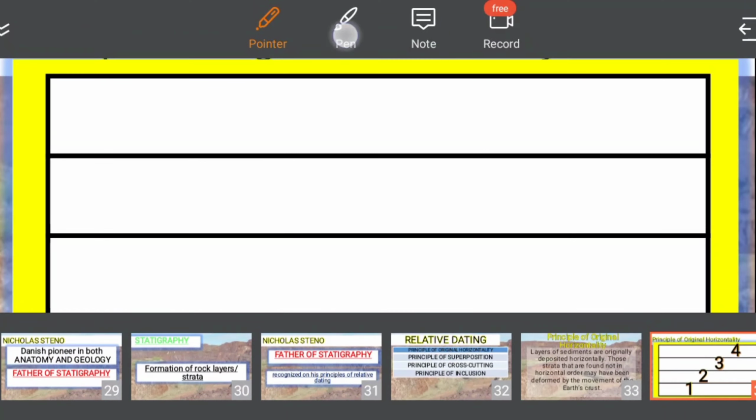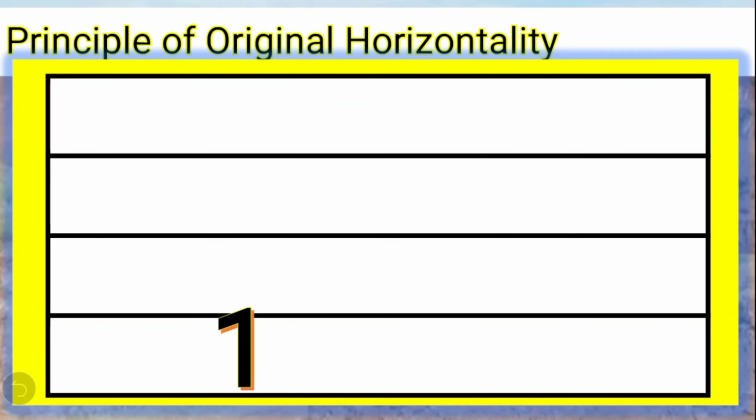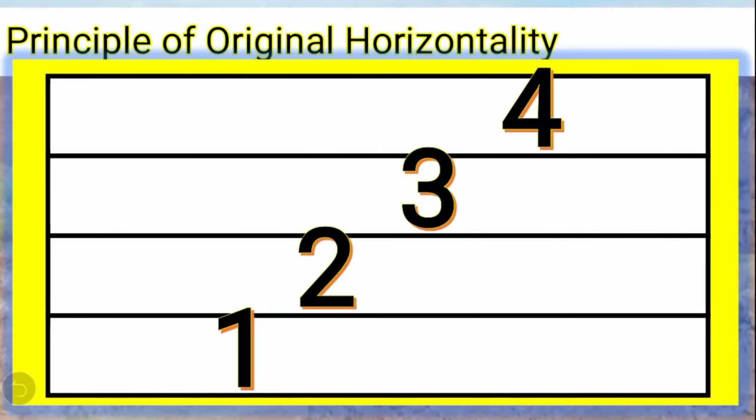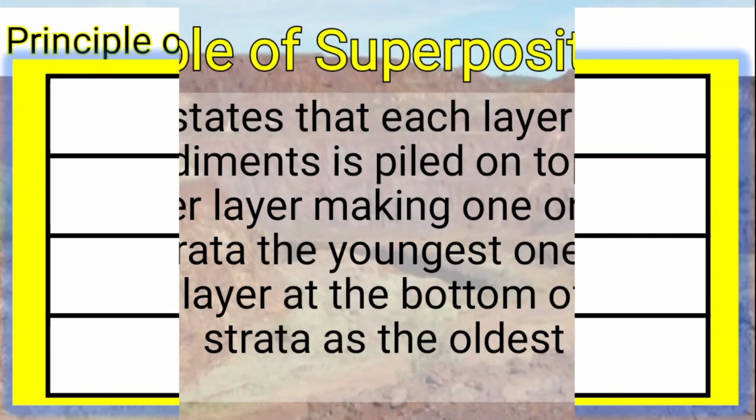So if we were able to arrange the different strata in chronological order, one as the oldest, this will be 1, 2, 3, and 4. So as you can see, 1 is placed at the bottom, which is the oldest, and 4 is at the top, which is the youngest. This is the principle of original horizontality.